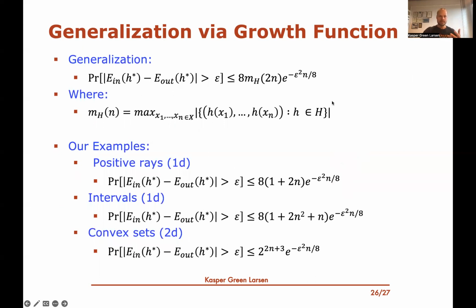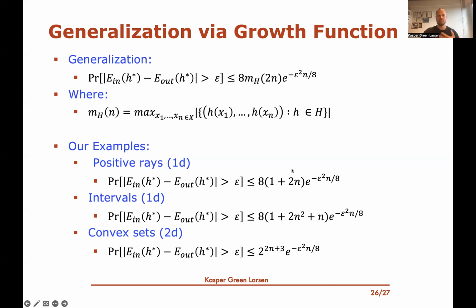So, if we apply this to the different examples that we saw, for instance, the positive rays, we have to double the n. If we plug in what we computed as the growth function before, the growth function was 1 plus n. We have to apply it at 2n, so we actually get a 1 plus 2n here in front. And for the intervals, if we plug in the growth function we computed before, evaluated at 2n, you get this expression here. And finally, if you plug in the growth function that we had for the convex sets, this exponential 2 to the n growth function, we plug in 2n, then we get 2 to the 2n. And the factor 8 here, we can also move into the exponent.